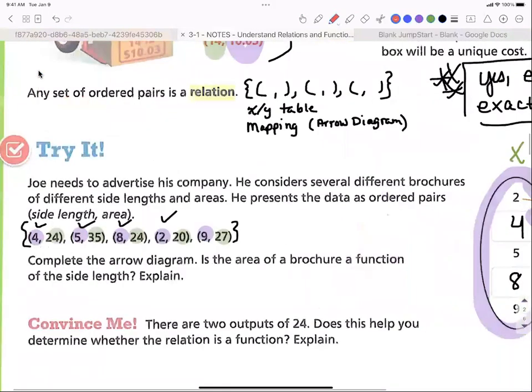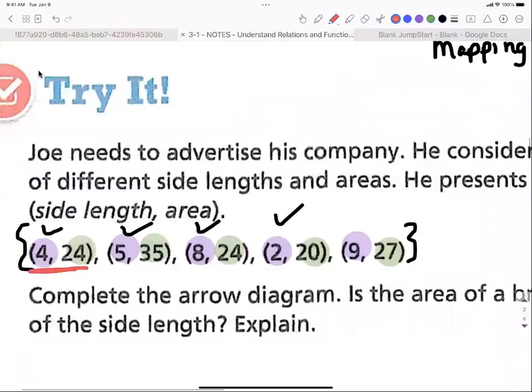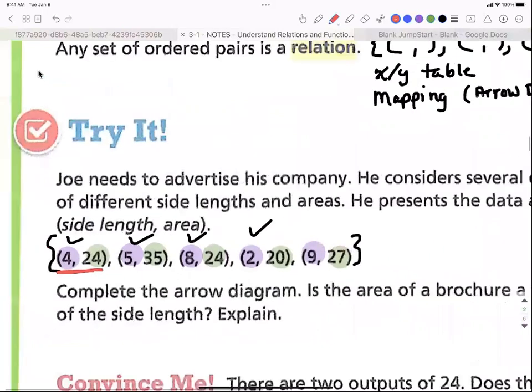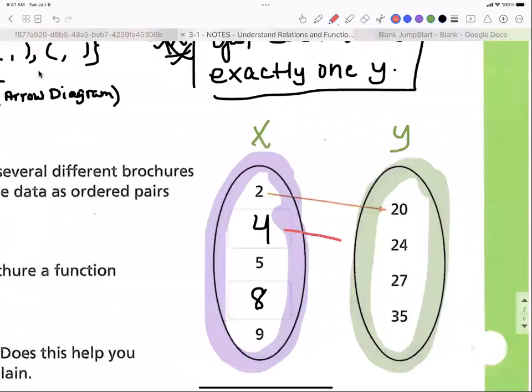So if you look at this first point right here, it's the point (4, 24). Those go together. So you come over to your map and you attach 4 to 24 with an arrow. Then if you look at your next point, it's (5, 35). So you're going to connect 5 and 35 together. Then you look at your next point and it's (8, 24). Well, 8 goes up here to 24. 2 goes to 20. They've already connected that one. And then 9 goes with 27 because those two are together as an ordered pair. So 9 would go up here to 27.